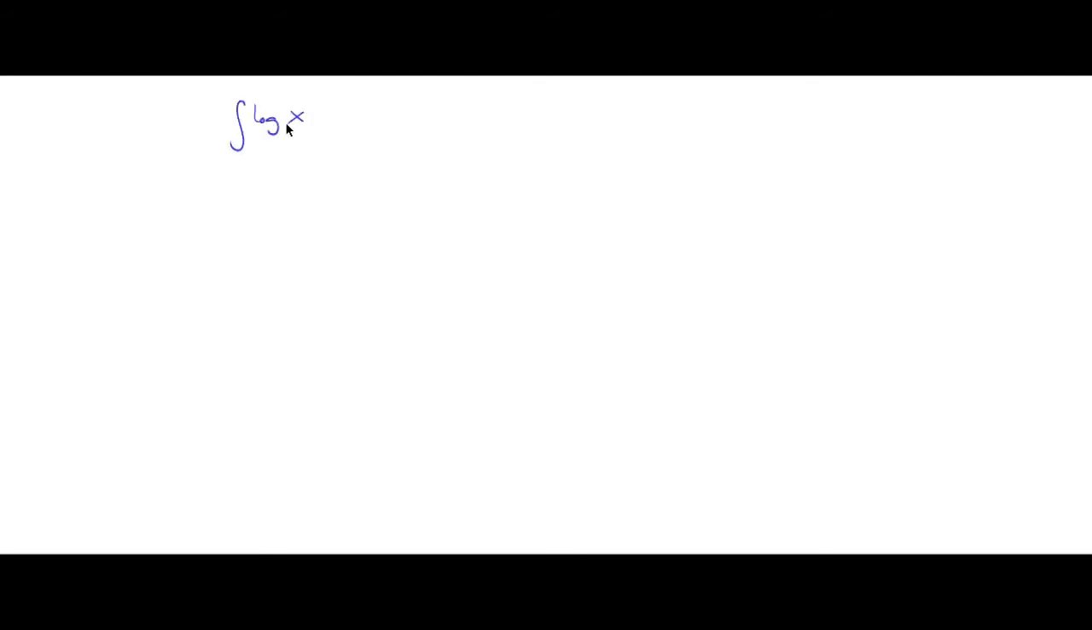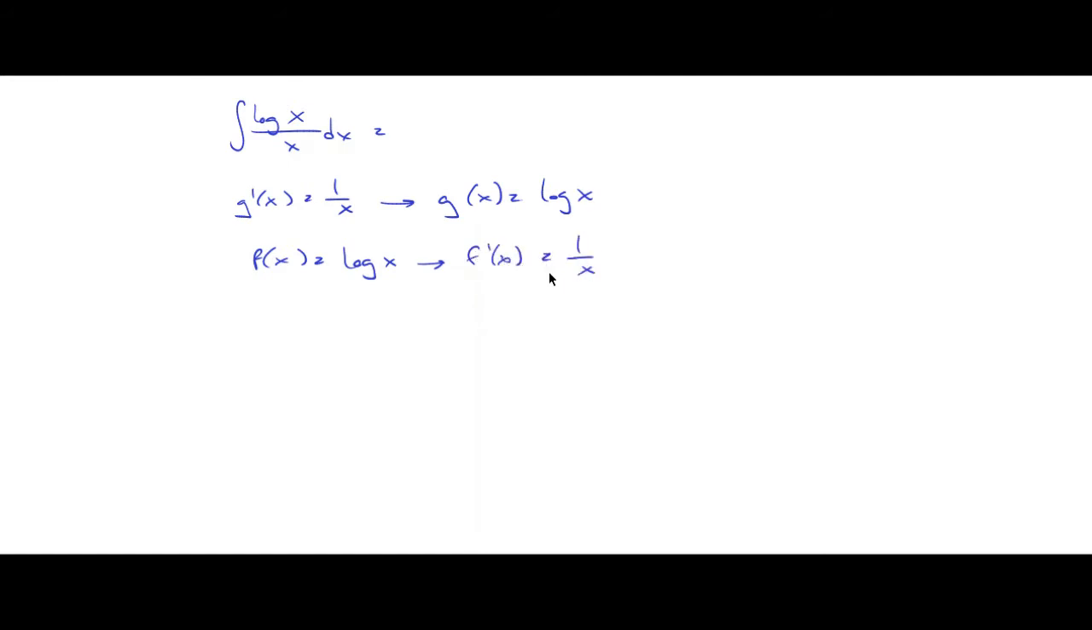So this is the logarithm of x divided by x. Here it's easy to see that our function g prime is going to be 1 over x, and our function f is going to be the logarithm. Now, the primitive of g is the logarithm of x, and the derivative of f is 1 over x. So this is f times g, the logarithm of x squared, minus the integral of the logarithm of x divided by x dx.